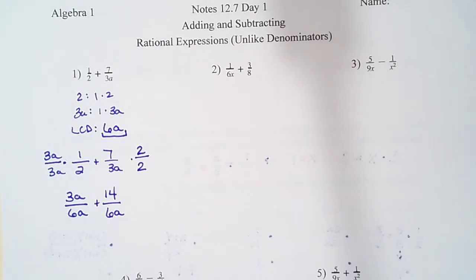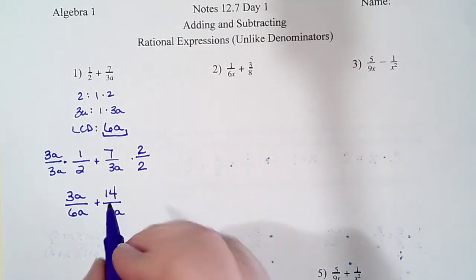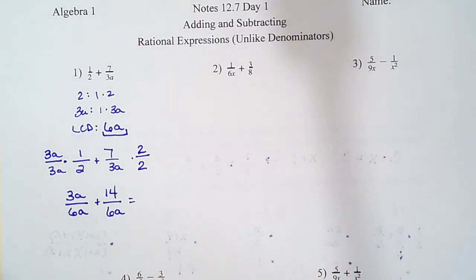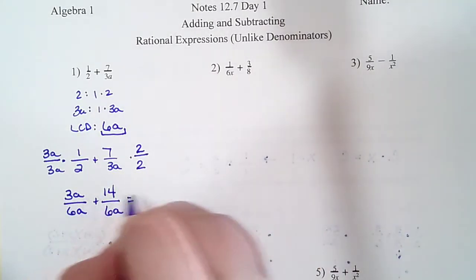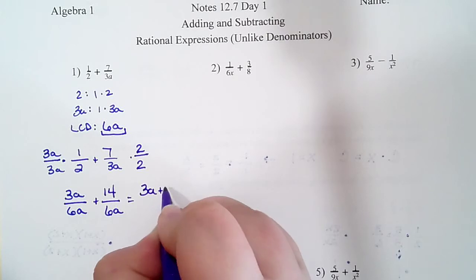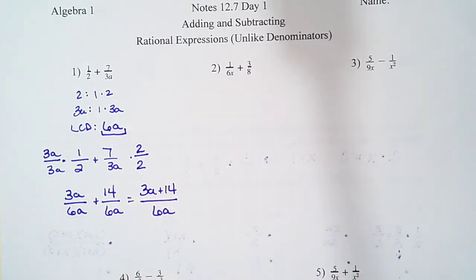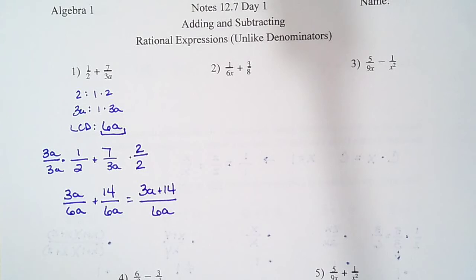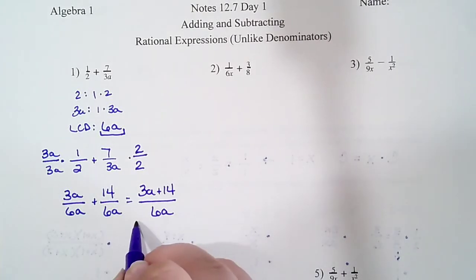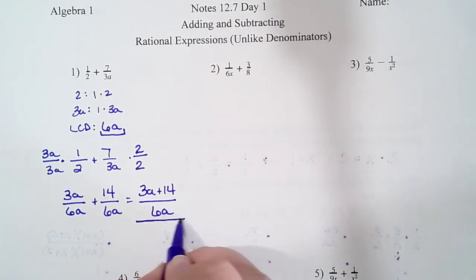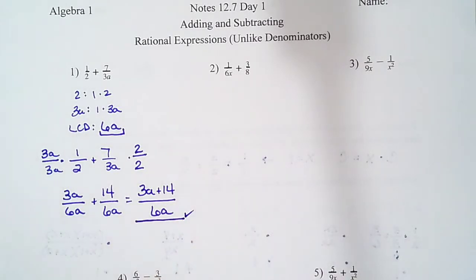Now that I have these fractions with a common denominator, I can add them the same way I did in the previous videos. Add across the top, and put it all over that new lowest common denominator. And there you go. In this case, this one can't be reduced or simplified in any way, so that's my final answer.